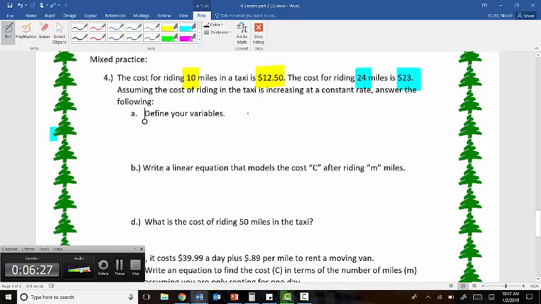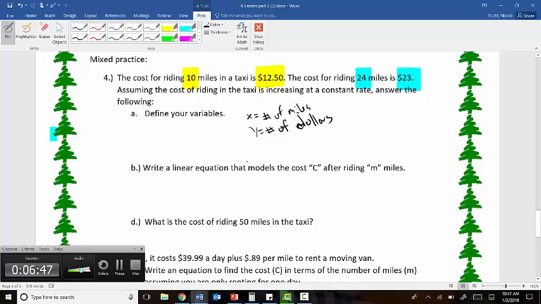So what I want to do is make sure that I define my variables like it says. So I have x is number of, y is number of. So it looks like we're talking about dollars and miles. So miles will be X because money is always Y. Oops, number of dollars.